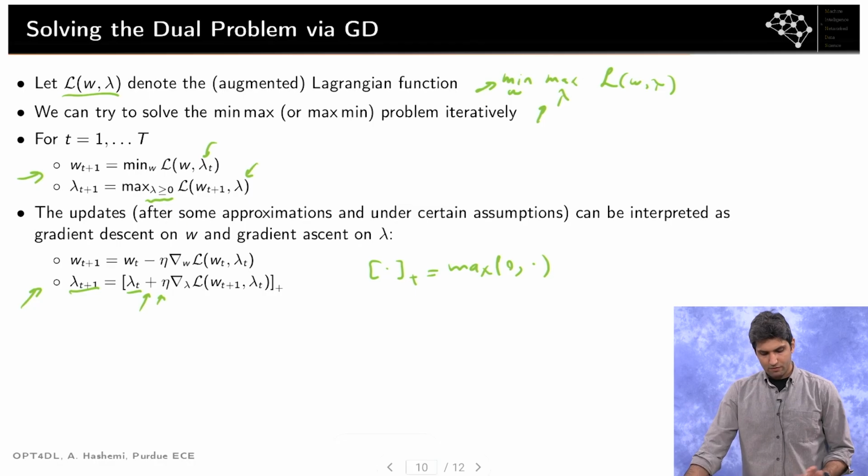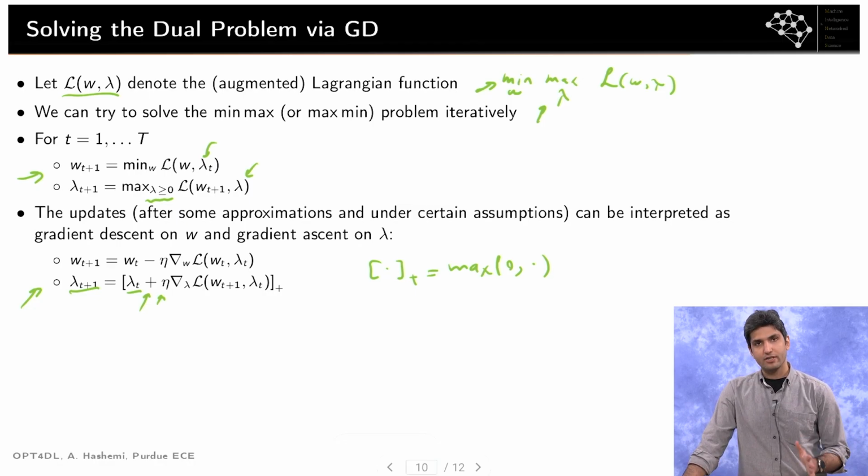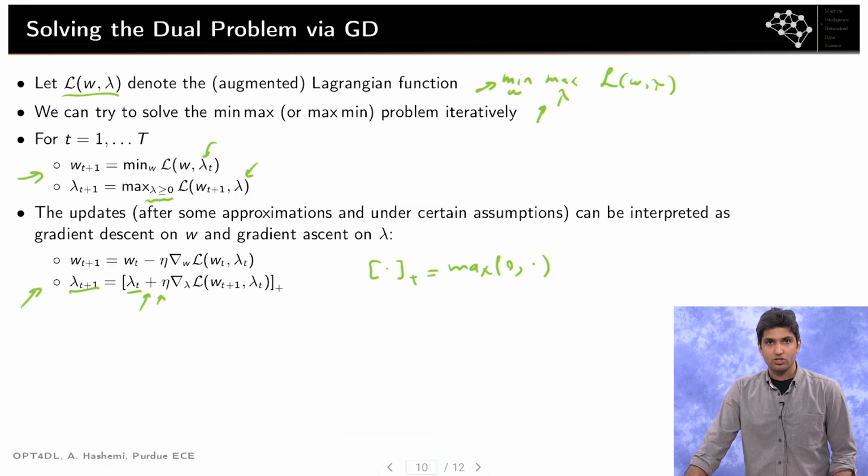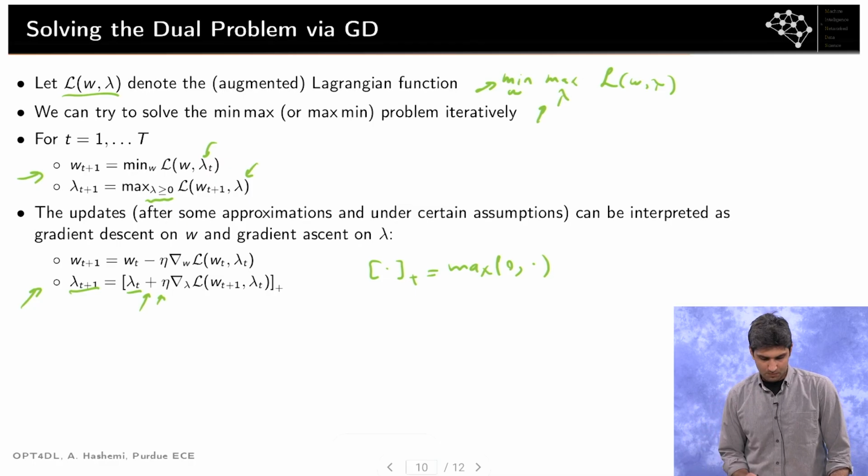Okay. So therefore, the overall method is like applying gradient descent without any projection on W, while it applies projected gradient ascent on lambda to update the parameter as well as the Lagrange multiplier. Now, this is basically, again, an extended version of gradient descent that we talked about earlier in the class.